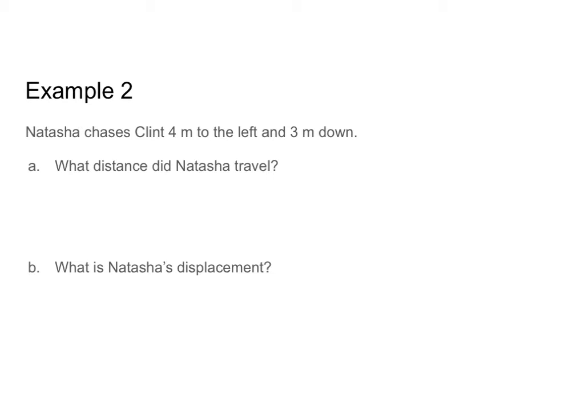So we're going to say Natasha chased Clint 4 meters to the left and 3 meters down. So we're going to figure out the distance Natasha traveled and her displacement. I'm going to start by drawing my vectors. So I start here, and I go 4 meters to the left, and then I'm going to add head to tail my 3 meters down. So that's going to be Natasha's route.